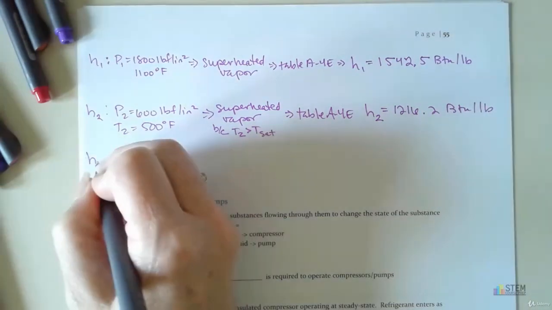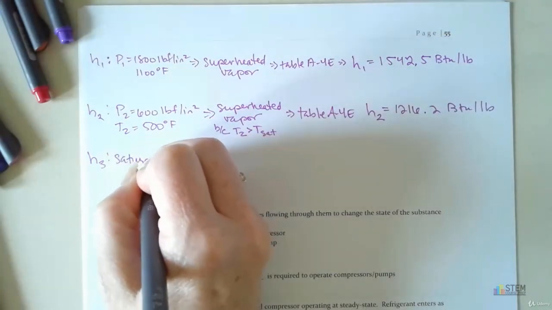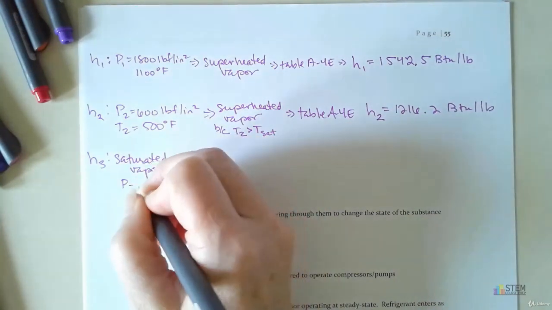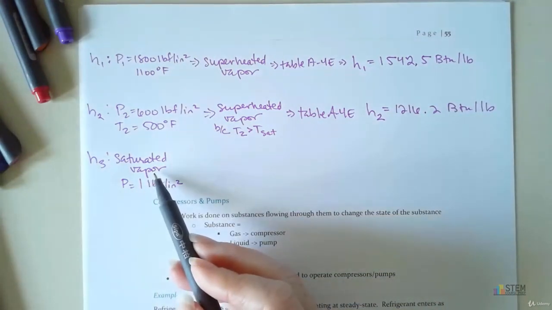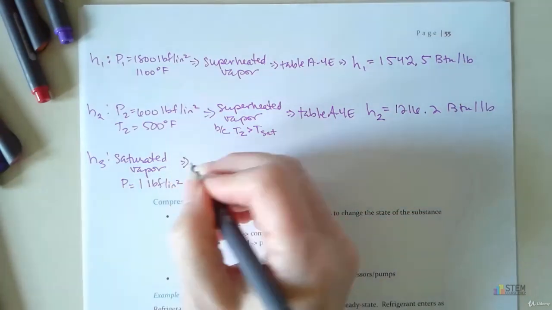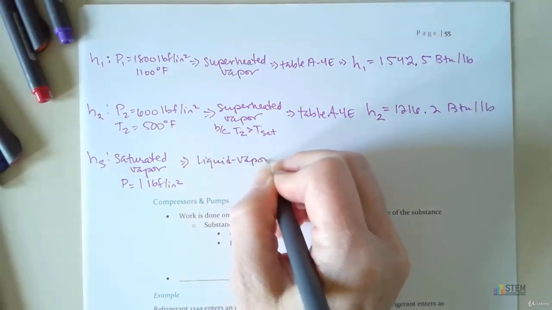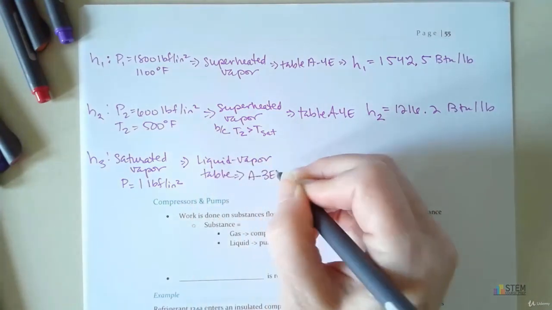Now let's do the same thing for H3. For H3, we've just got a pressure given to us, but we are told we have saturated vapor. And the pressure was 1 psi. If we've got saturated vapor, that's telling you to use the saturated water table. So let's use, I've been calling it the liquid vapor table, so that's the one we will use. That's table A3.